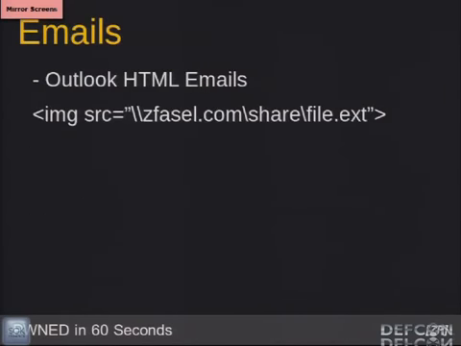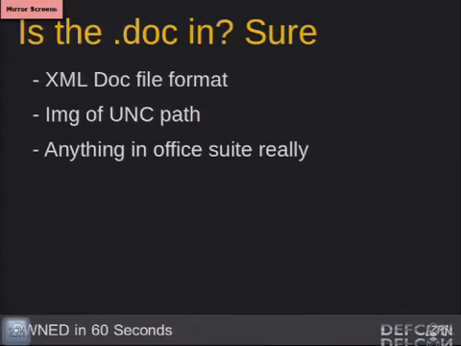Another way we can get people to automatically authenticate to our rogue server is over emails. Some people may already know about this, others not so much, but in Outlook, if you have an HTML email and inside of it is a network share, it'll automatically connect and authenticate. That's pretty cool. What about .docs? The whole Office suite is actually like this. Embed an image or an HTML file, open it up, and it'll automatically connect to that network share.